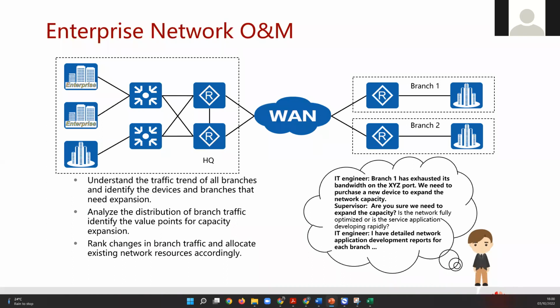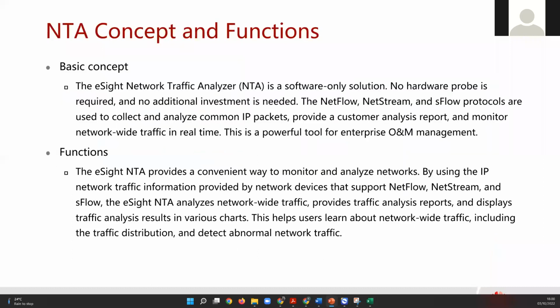So when you talk about enterprise network operations and management, you'll be able to check some of the things that happen within an enterprise and a branch, in terms of understanding how the trends work, because you're not focusing a lot on networks. We usually have what we call an eSight network traffic analyzer. It's a software-only solution that usually uses NetFlow and NetStream protocols. It is also a powerful tool for enterprise O&M management. It provides a convenient way to monitor and analyze networks.